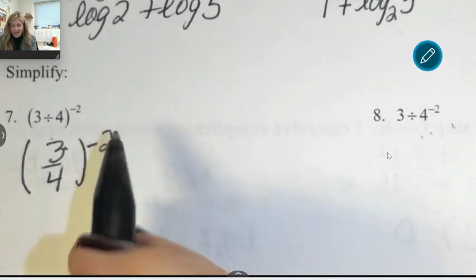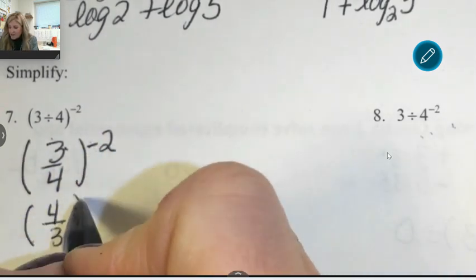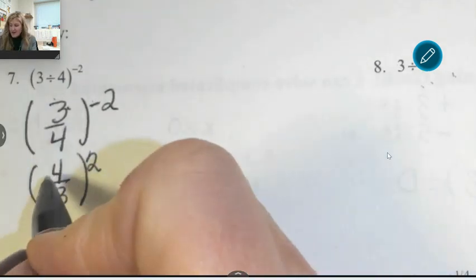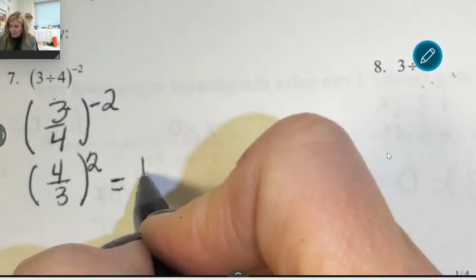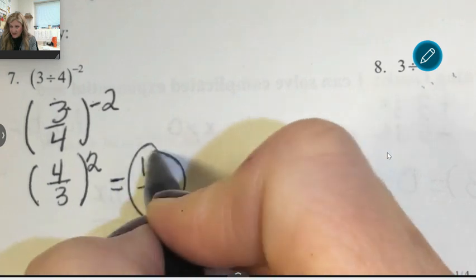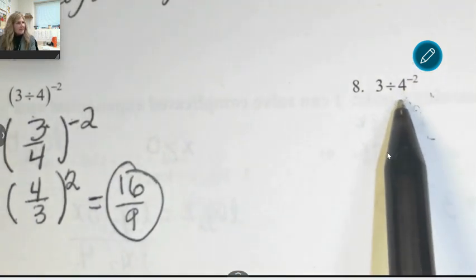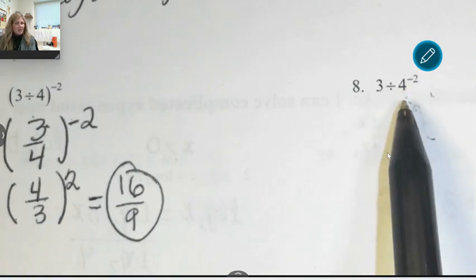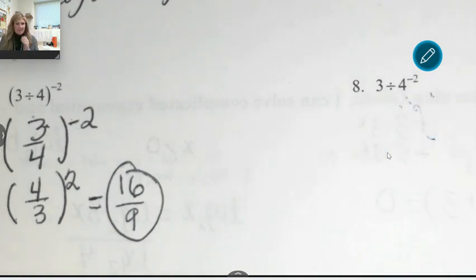To get rid of the negative exponent, I have to flip this fraction over, and now it's going to become a positive exponent. And now to get rid of the squared, I just square the top, square the bottom, and I get 16/9. You should not get the same answer on this one. You guys try this one on your own. I'll give you 1 minute, and then I'll show you what the answer is.